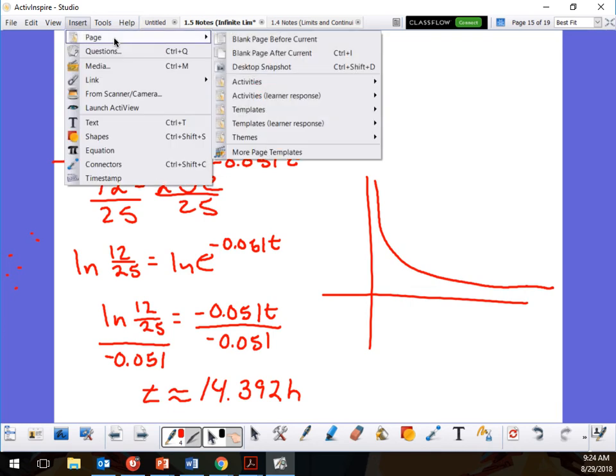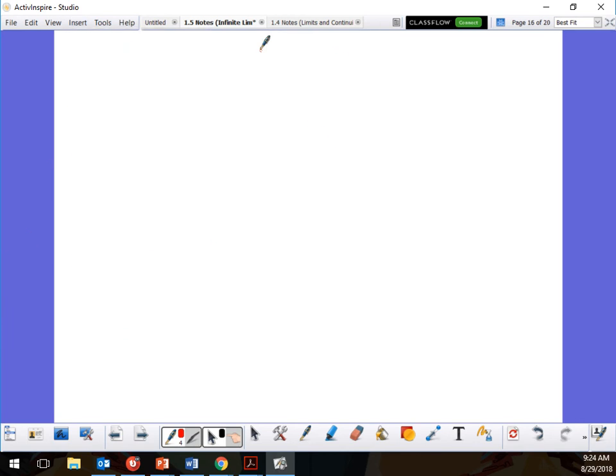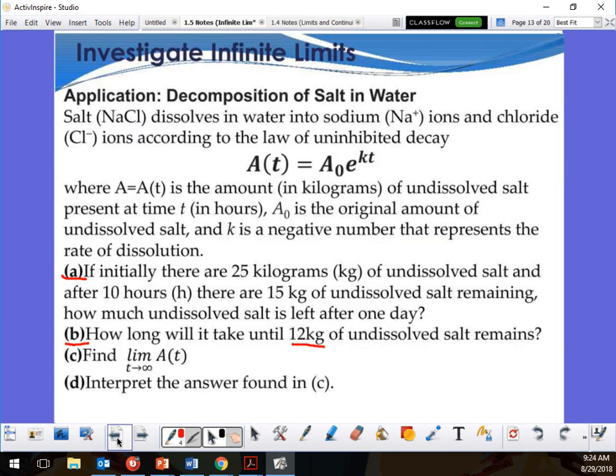Now, insert page after current. Okay. So that brings us to part D. So this one right here, we would say 0 for that one. Okay, so interpret the answer found in C. We know eventually, like we said, it's going to go down to 0. If it keeps going down each time, eventually it's going to come up to that. So usually a decay like that, even a half-life. You guys talk about half-life of like radiation and stuff like that. That is also a decay. Eventually, over a long enough time period, that will go down to 0.